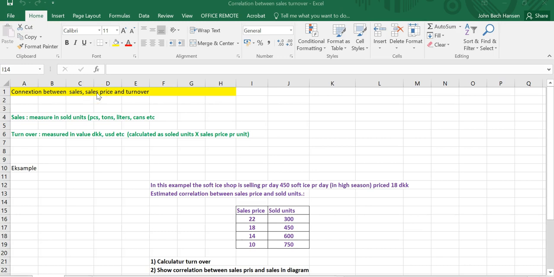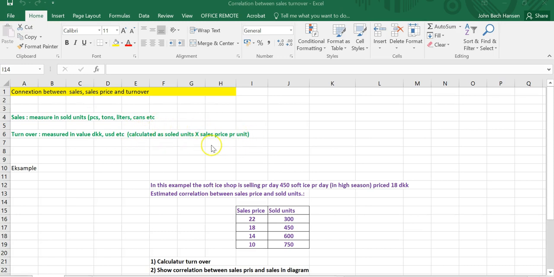is always discussing, thinking about how do we get the best turnover or the best profit. Now, turnover and profit are two different things. In this session, we'll only talk about turnover, the top line in the profit and loss statement. Very, very important thing for any business. This is how we create value. It's how to make a big turnover. And it's made of sold units multiplied by the sales price per unit.